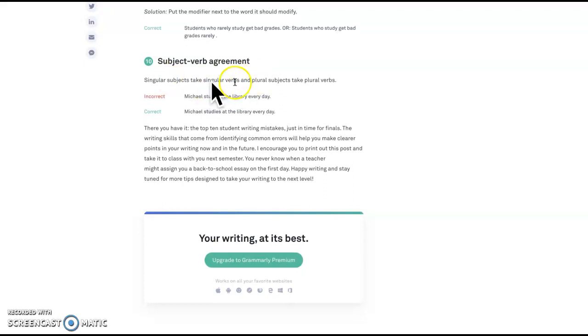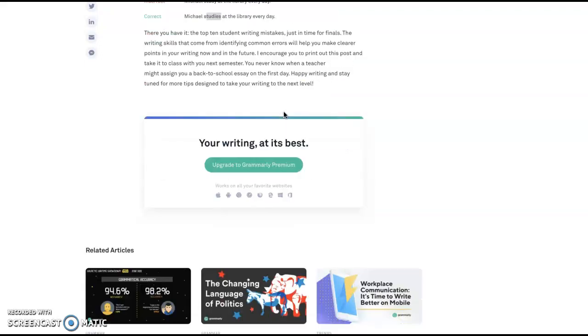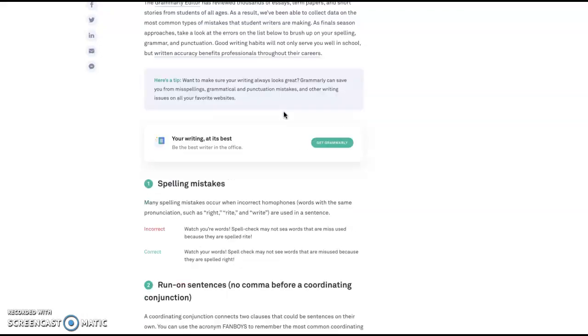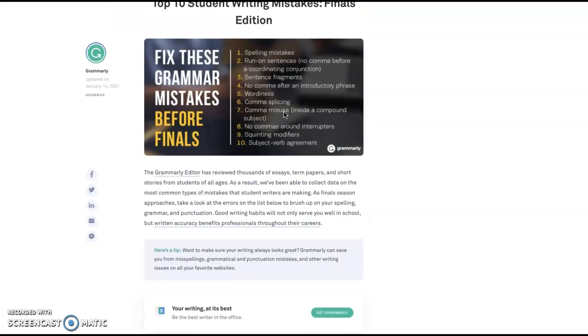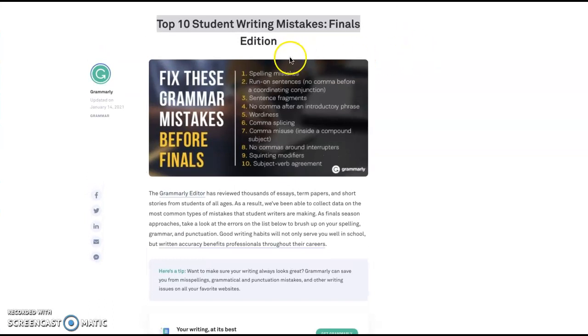And then subject-verb agreement, which you probably learned about in English too, is a good one to keep in mind. This one I see a lot that we make mistakes on. Incorrect: Michael study at the library every day. It should be Michael studies, so you have to change the form that you're talking about at the library every day. So I know that's a lot of stuff to remember, but if you just kind of start to keep some of these things in mind, your writing's really going to improve.